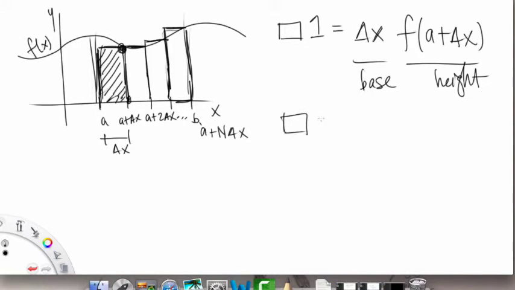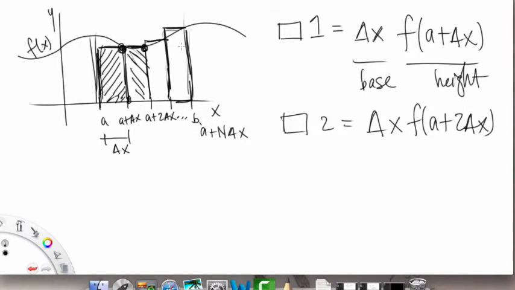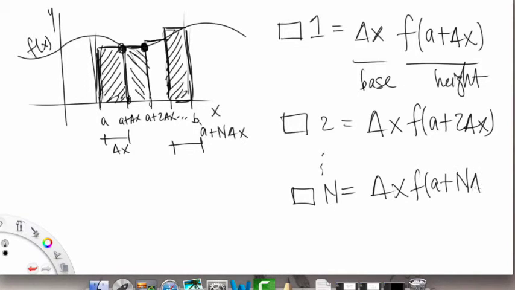So for rectangle number 2, I'll shade that one in. We have this one right here. That rectangle has the same base, just the length of our subinterval, and this time the height is given by the right endpoint. So that would be f of a plus 2 delta x, and we evaluate the function at that point down here. We'll keep going until we get to the last rectangle, the nth rectangle, which again has the same base length, and the height is f of a plus n delta x.